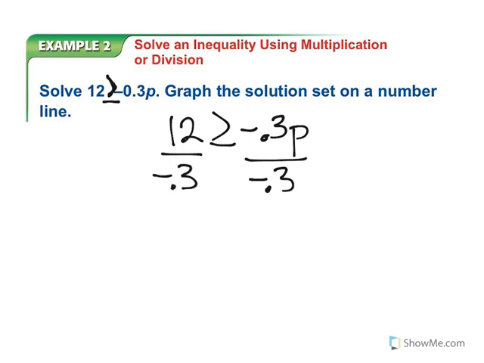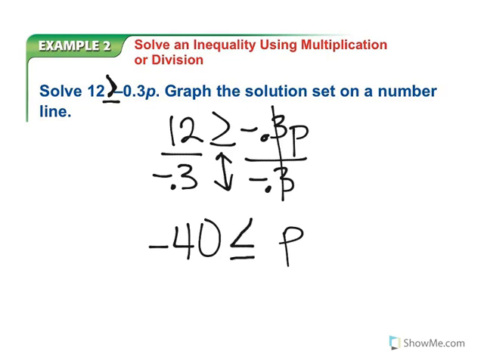Now, when we put this in our calculator, 12 divided by negative 0.3 is negative 40. And then we have just p left right here. Now, remember, we divided by a negative number, so we have to flip our sign. So now it's going to be negative 40 is less than or equal to p. Now we need to graph this on a number line.